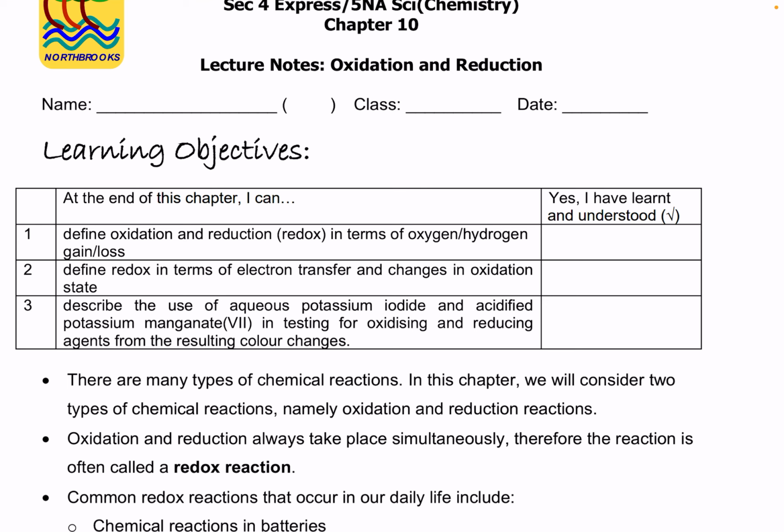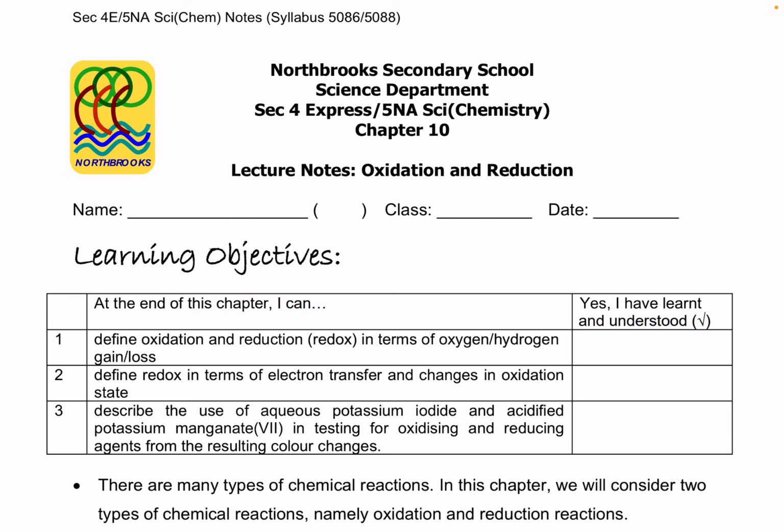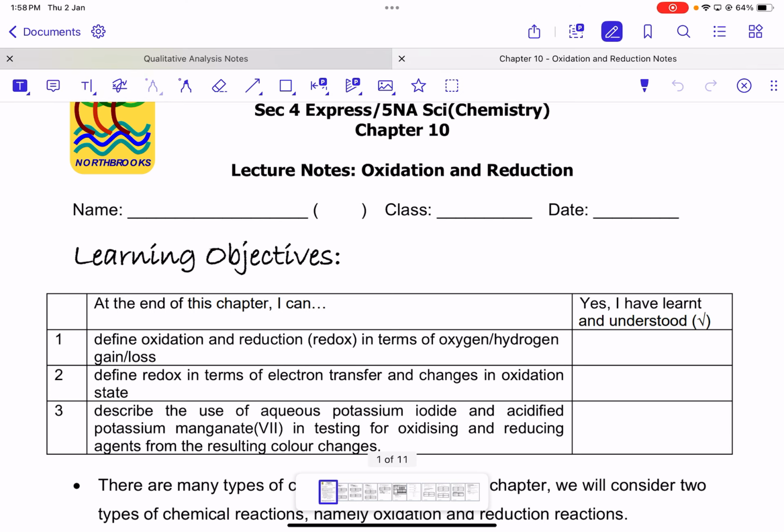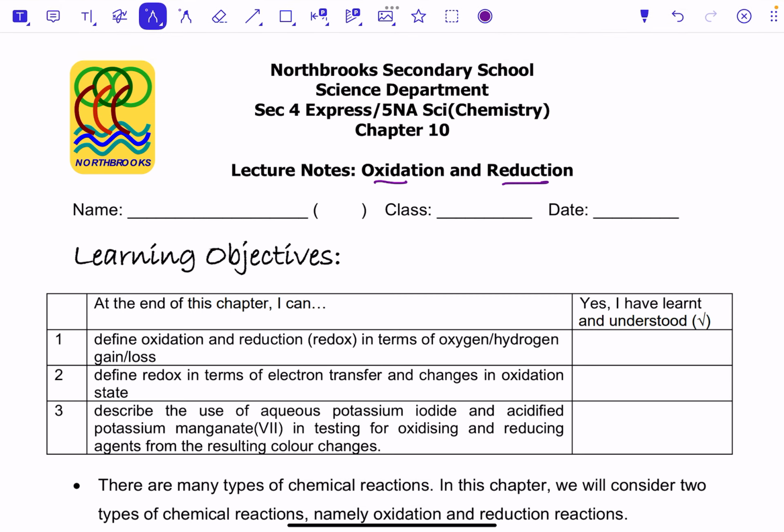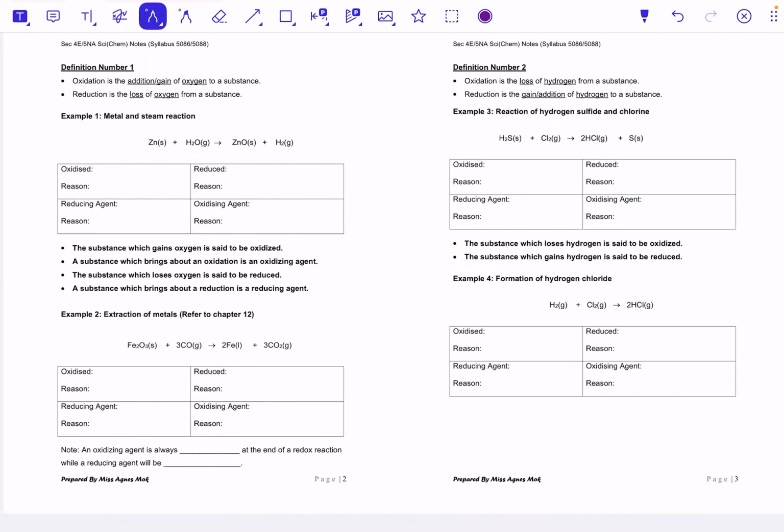Okay, what are we learning in this topic? The title is called Oxidation and Reduction. Actually, you're not learning new stuff. You are just taking another angle to view the reactions that you have learned before. Okay, I'll do a quick one to show you.